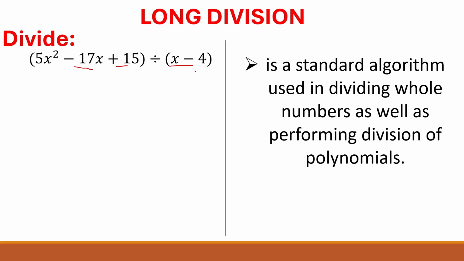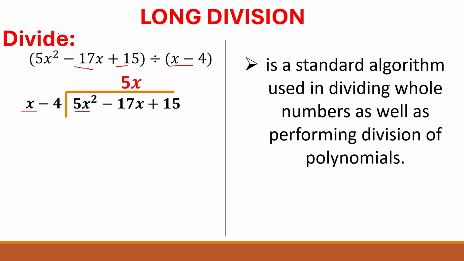The same goes with the divisor. Once that is okay, let's write this in this form: 5x squared minus 17x plus 15 divided by x minus 4. To divide the polynomial, first we just divide the first term of the dividend by the first term of the divisor. That is 5x squared divided by x. So you have 5x. You write it above the term with a similar variable and exponent. So you have 5x.